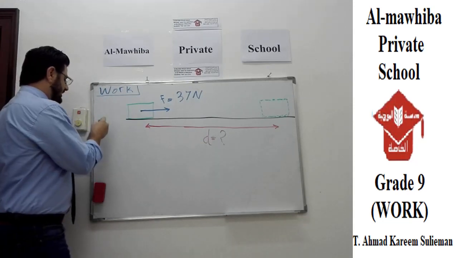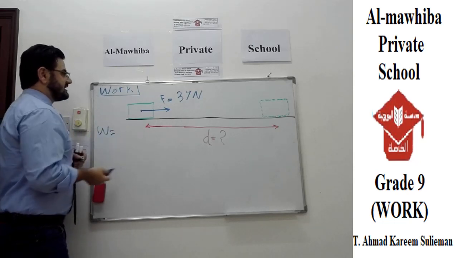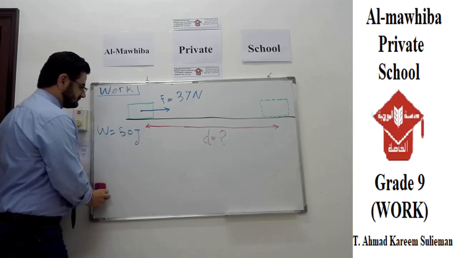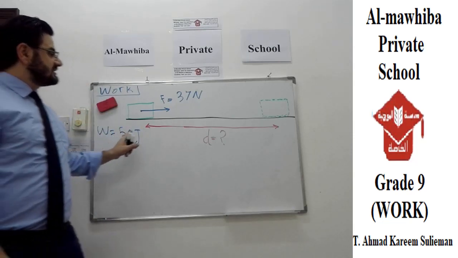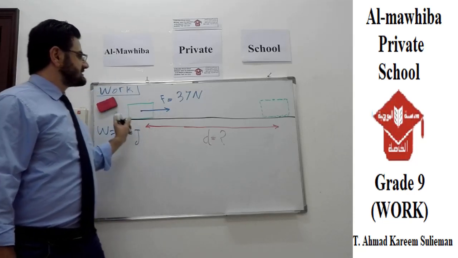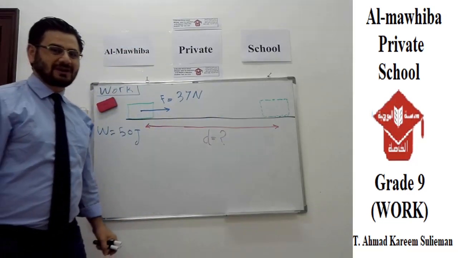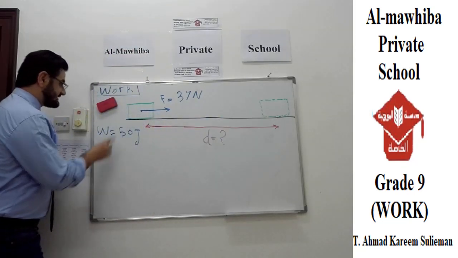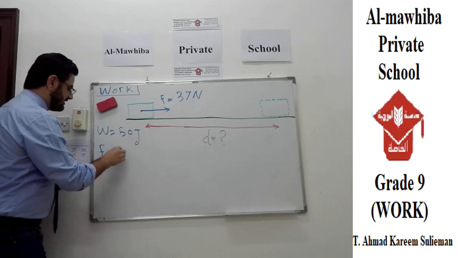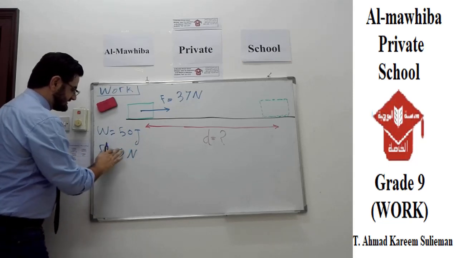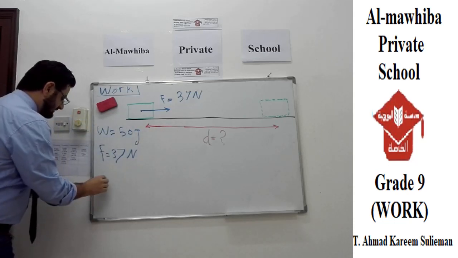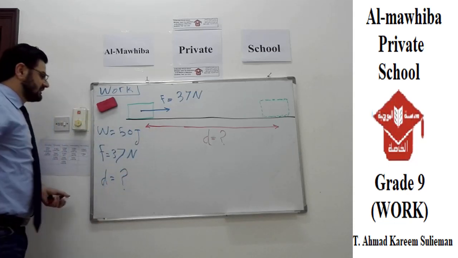let's say the work was, for example, 50 joules. The question is, calculate the distance that the force made the box move. So we find the distance. We don't know the distance. We write the information. I have work and I have force, which is 37 Newton. This is 7, by the way. Distance we don't have it. We need to calculate that distance.